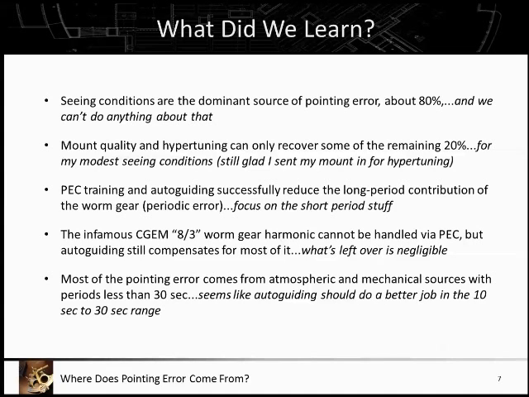As noted, most of the pointing error is coming from atmospheric sources and mechanical sources, but that have periods less than 30 seconds. And one of the things that I'm a little surprised about is I would think auto guiding, which again is sending commands to the mount, in this case every 2 seconds, ought to be doing a little bit better job for those sources of oscillation that have periods in the 10 to 30 second range. And maybe this is a consequence of just having an astrophotography setup with a large mass moment of inertia. Maybe the system is just not responsive enough.